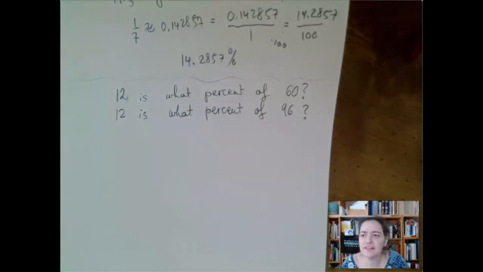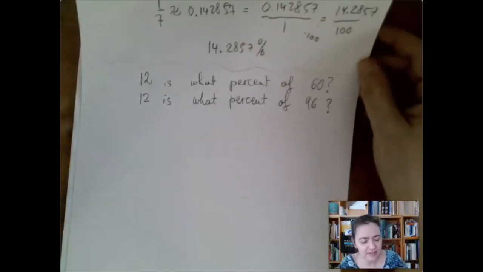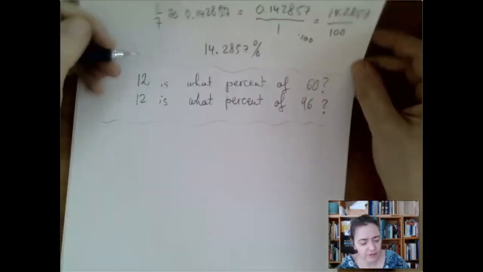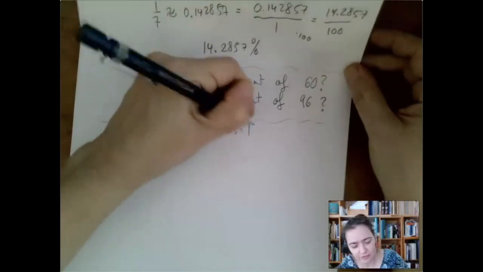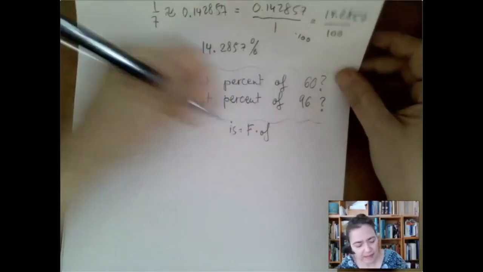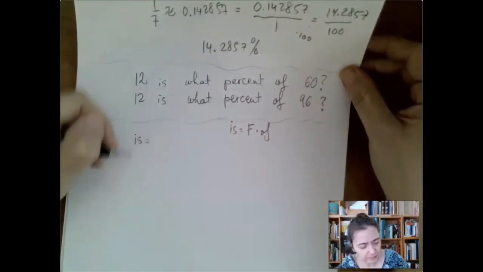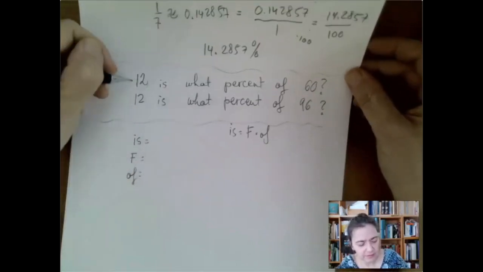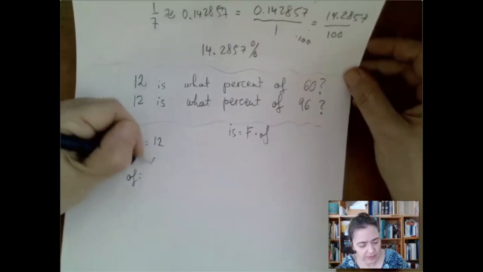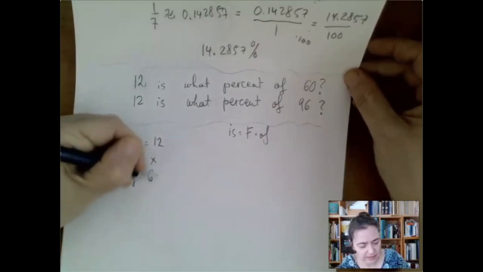Wow, the first one was very quick. You guys did the whole dance and song? Or you have your own technique? But that's okay. Fast is never a problem. Well, fast and correct. So for the first one, the formula we're going to use is: is equals fraction times of. Twelve is the is number, the fraction is x, and the of number is 60.